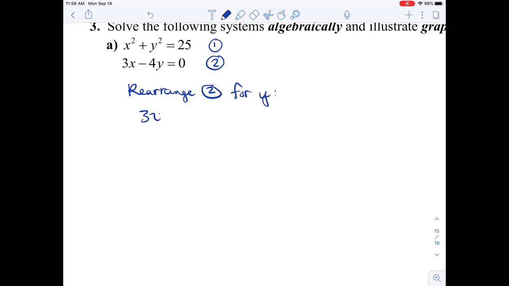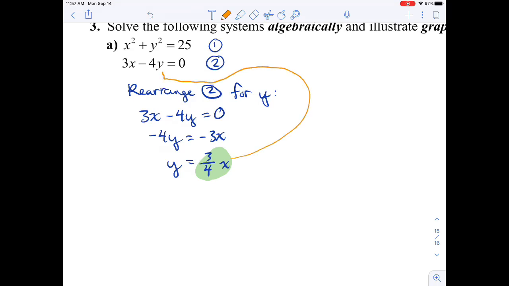So if I start with 3x minus 4y equaling 0, negative 4y must be negative 3x. Or in other words, y must be, well, the negatives are going to cancel one another out when I divide, so it's really just 3/4 times x. So what does that mean? Well, it means this part, 3/4 times x, can be substituted in, not into that equation, can be substituted into this equation in place of y, because now we know that it's equal to y.